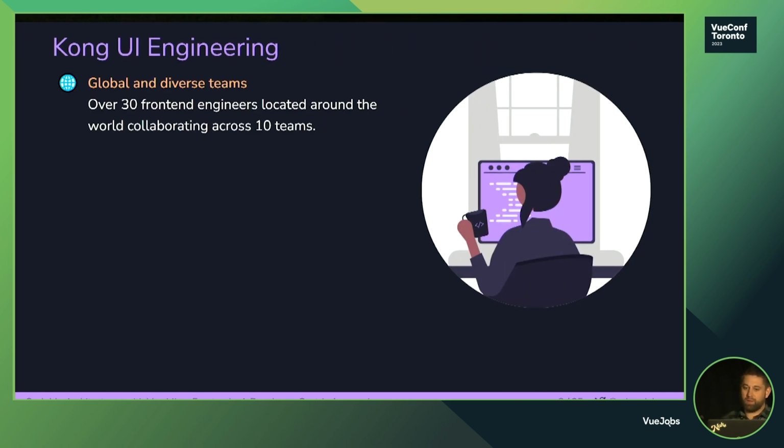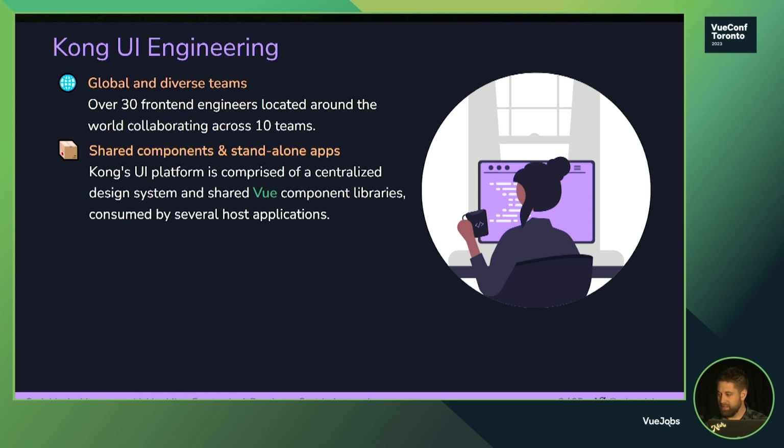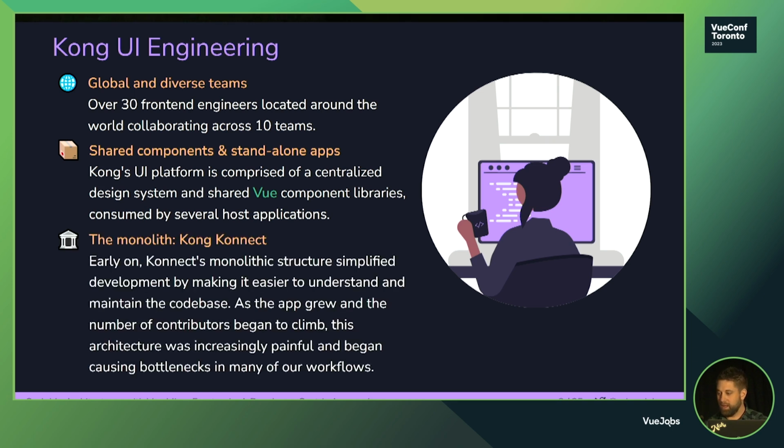So let's talk a little bit about our UI engineering teams. We have over 30 front-end engineers located around the world, collaborating across 10 different teams. Our UI platform is comprised of a centralized design system and shared Vue component libraries, all consumed by several different host applications. And Connect was originally structured as a monolith, right? So when Connect was getting started, all the front-end code and the back-end code was in a single monorepo. It made it easier for the devs at the time, while we were starting up, to understand and maintain the code base.